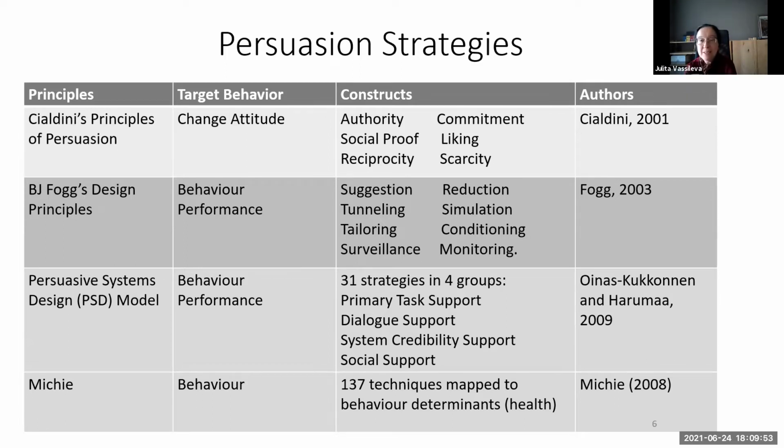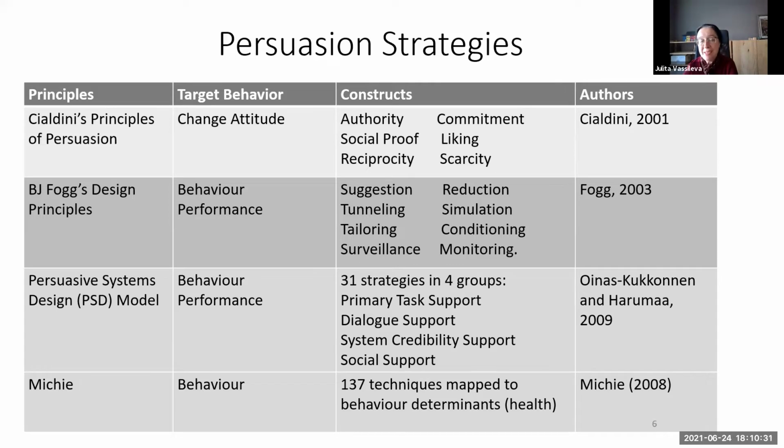BJ Fogg has defined another number of strategies, and there are even more in the area of information sciences. Actually, Oinas-Kukkonen and Harjumaa have defined a persuasive systems design model, which is 31 strategies classified in 4 different groups, and so on. So not all of these strategies are universally applicable. They are applicable based on the needs or the capabilities of the application, also based on the domain, on the target behavior, and so on.